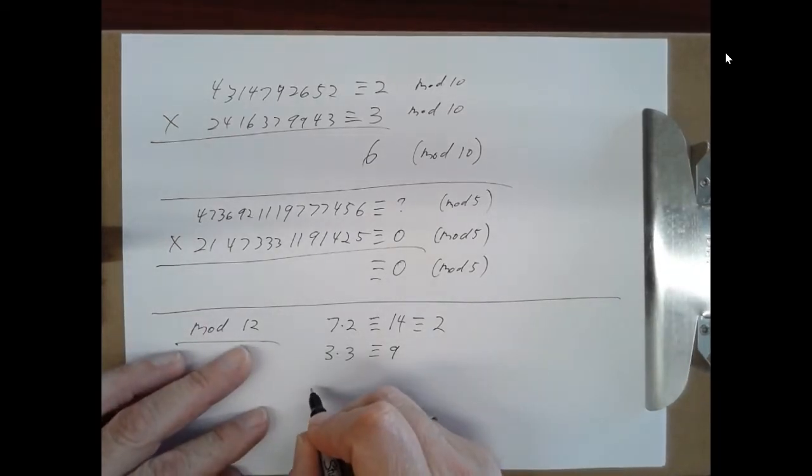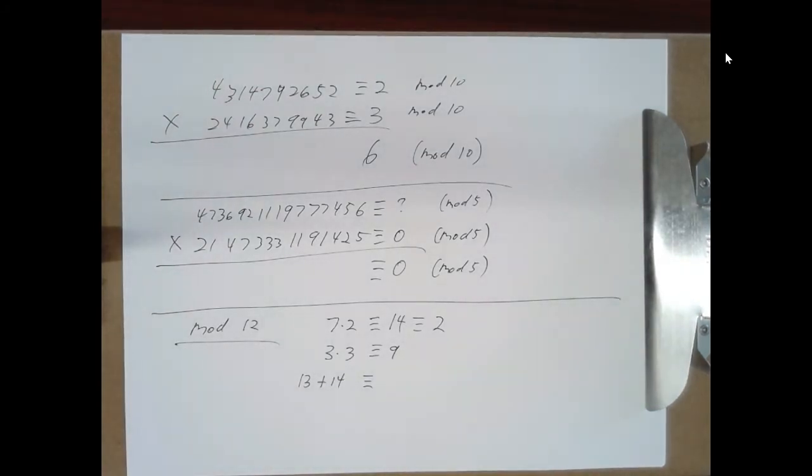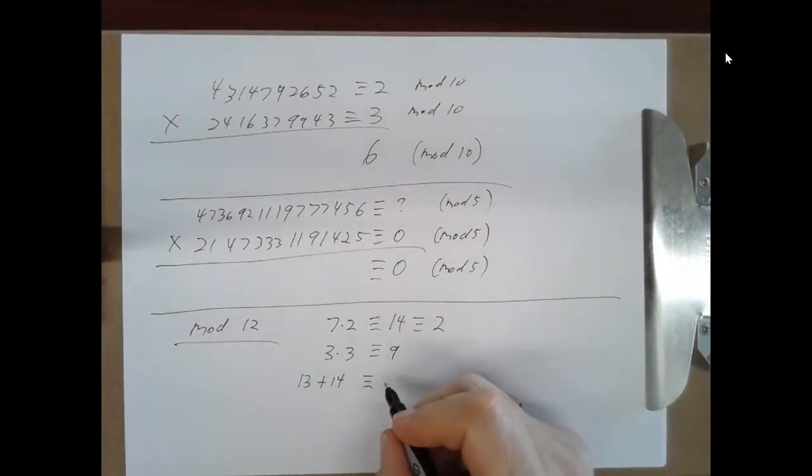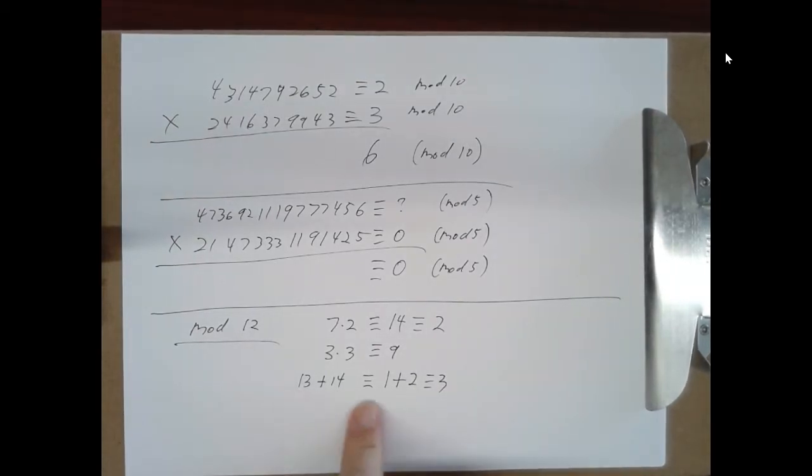All right, if I take 13 and I add 14, what do I expect that to be congruent to using our theorem? 3. Why? Because 13 is 1 more than 12, and 14 is 2 more. Yep, that's congruent to 1, that's congruent to 2. We expect their sum to be 3. If I multiply these, I expect that to be congruent to 1 times 2, which is 2. If you actually multiply those out, you should get a number that's 2 more than a multiple of 12. But this is a whole lot easier to do, right?